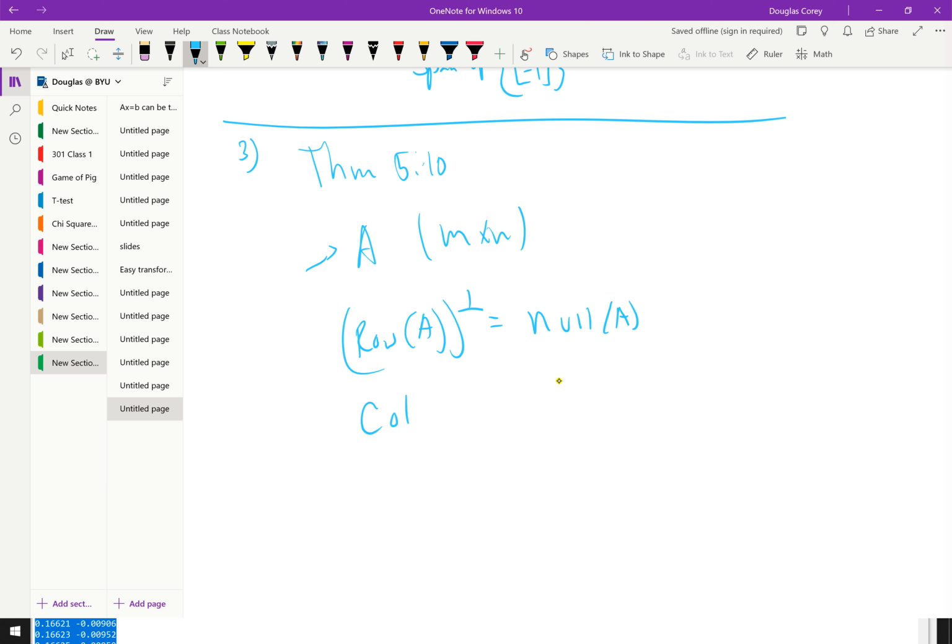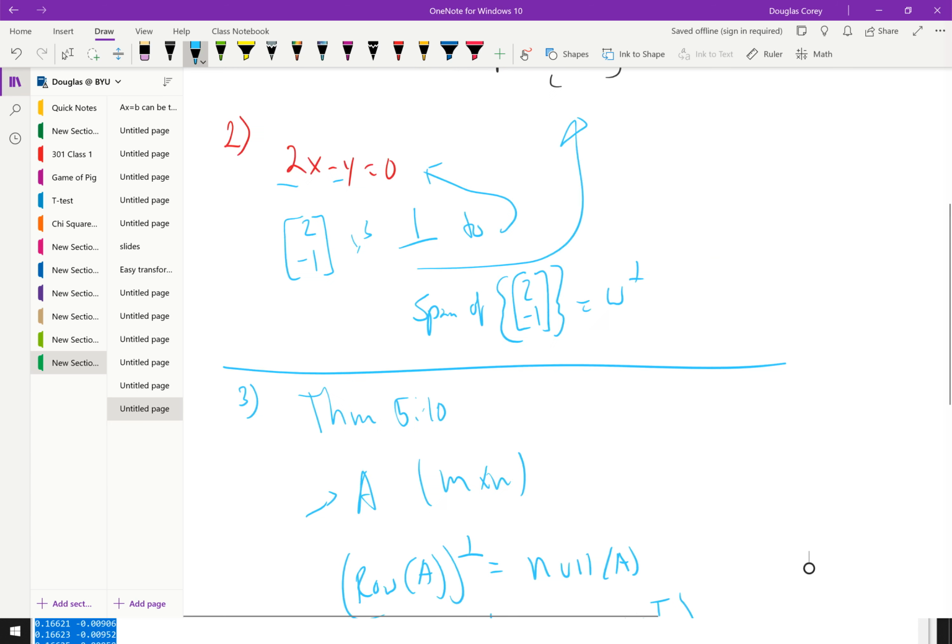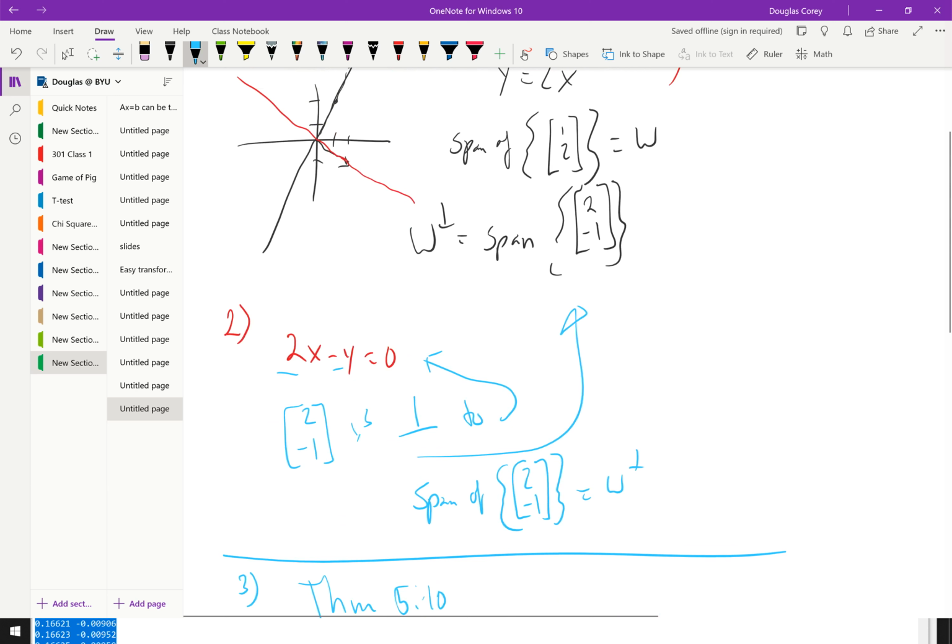Or the column space of A, if we want to find the orthogonal complement of the column space of A, then we find the null space of A transpose. So we can use this method, which isn't quite as slick. Because this is so simple, there were other ways we could do this. But in cases where it's not so simple, we have to go to Theorem 5.10.